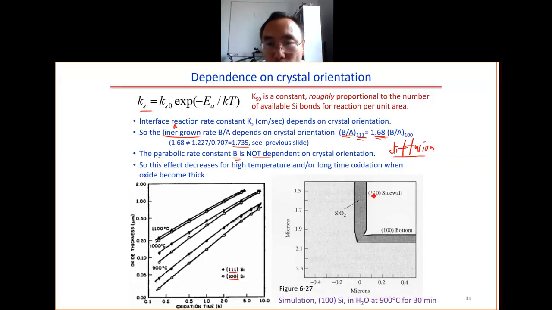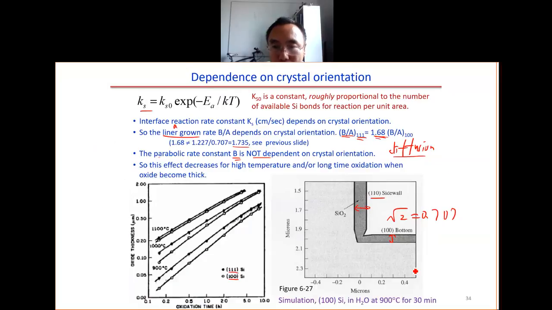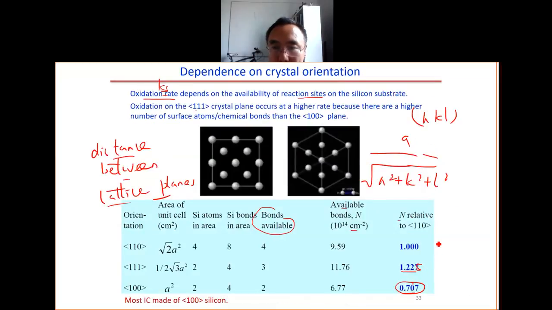So this is the 110 growth. It's bigger than the 100 growth. The ratio here between the 110 and the 100 should be the square root of 2, 0.707 is given here. But this number here should be 5. So this is given by this number, and this one is given by this number.